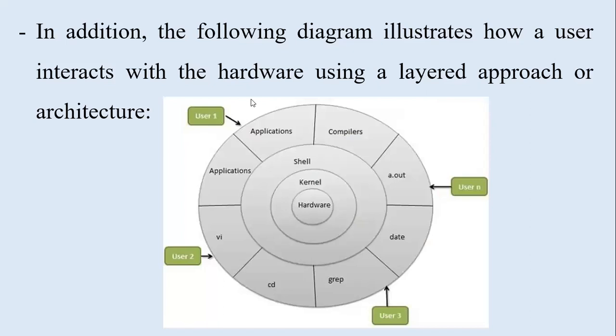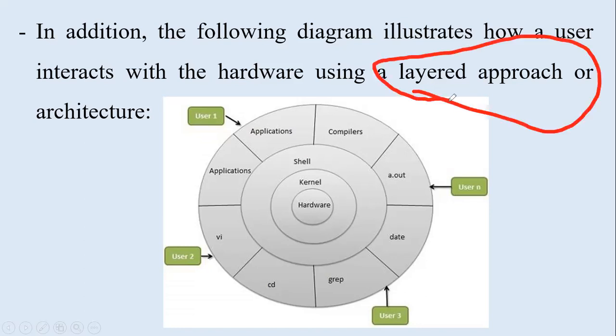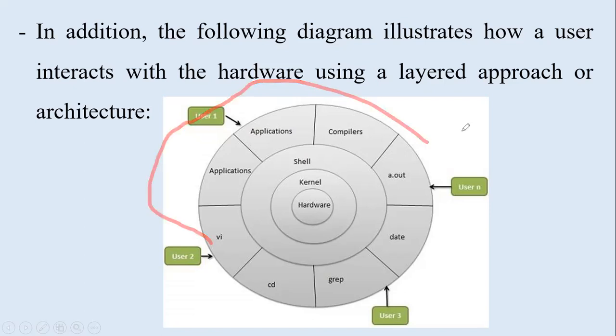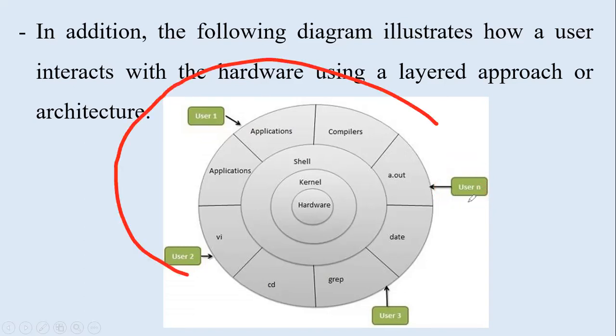In addition, what I have already explained can be illustrated using another diagram that we call the layered approach. The other one used a structure. Now this one, we are demonstrating the same facts, but using what we call the layered approach or architecture. In this architecture, we use a circular representation to indicate how the interactions take place. So just as I've said in the other one, the users in this case are on the outer layer, the layer outside here, where you and me are.